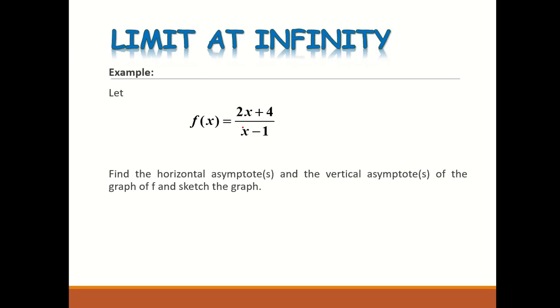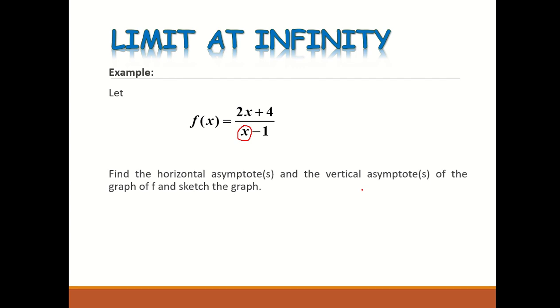But for the vertical asymptote, this is already very clear: it is the value of x that can make the denominator equal to 0. So what value is that? x equal to positive 1, because positive 1 minus 1 equals 0. So x equal to positive 1 is the vertical asymptote of the graph of this function. Okay, so I think that's all, class, that you need to remember about horizontal and vertical asymptotes.